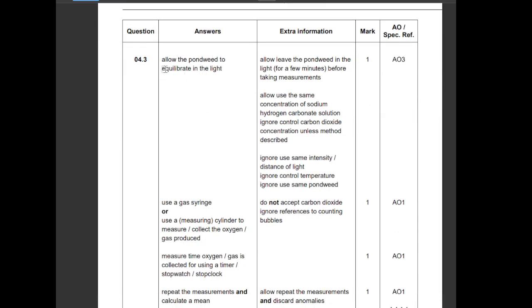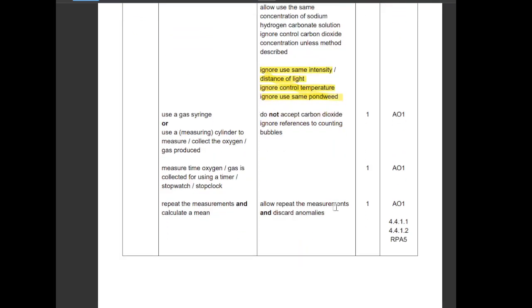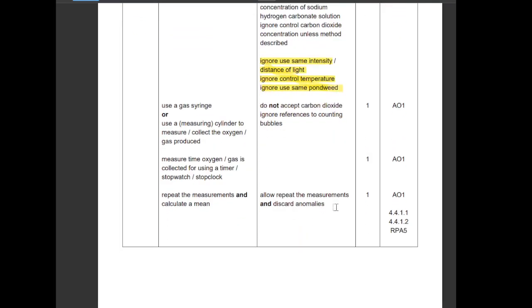Allow the apparatus to equilibrate in the light. That's the first point they have actually said. Or allow it in the light for a few minutes before taking measurements. Ignore same light intensity because they've already mentioned that, or anything to do with the distance of light or controlling temperature. Any of those will be ignored, because none of that is to do with measuring the rate of photosynthesis, although I identified them as the different types of variables. The answer needs to be focused on how you measure the rate of photosynthesis.